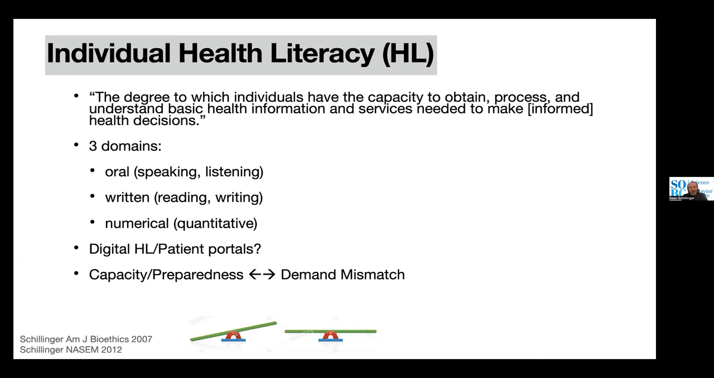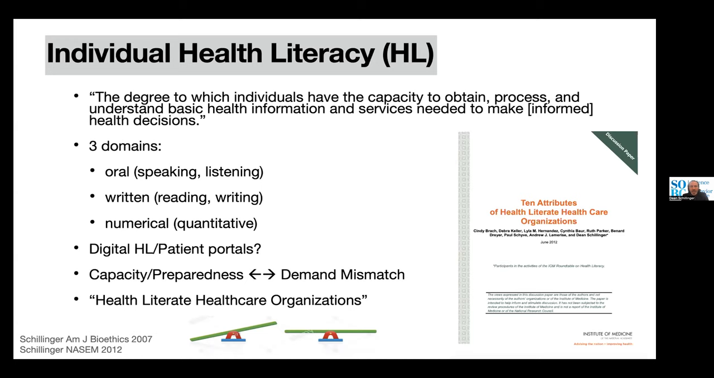And much of the work in attempting to remedy issues related to limited health literacy has to do with self-reflection and influencing the structures and behaviors of the institutions that deliver care. And this is where the construct of health literate healthcare organizations has arisen. This construct was popularized in a recent National Academy of Medicine workshop series related to defining the attributes of health literate healthcare organizations.